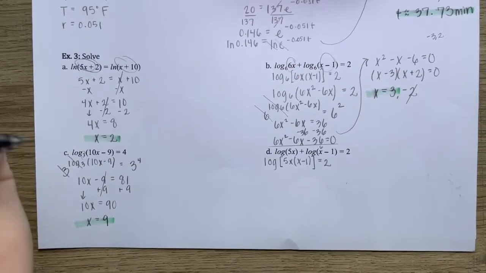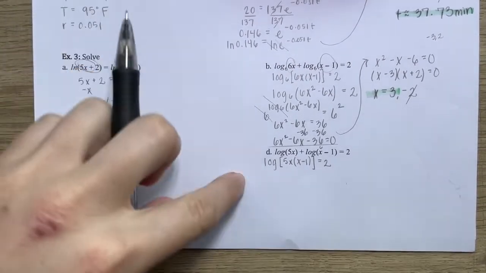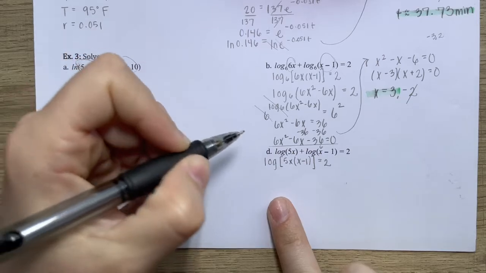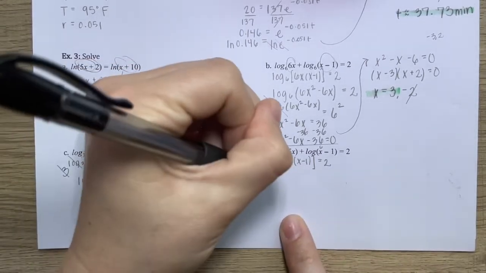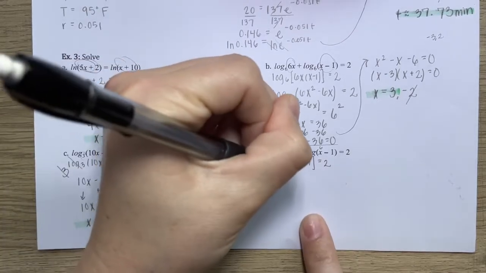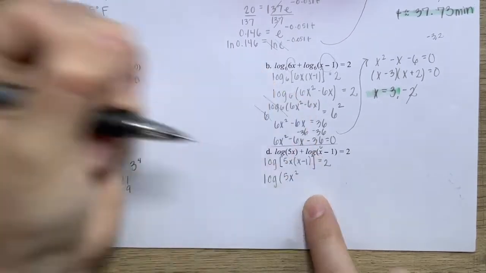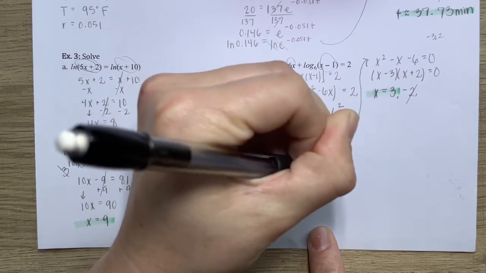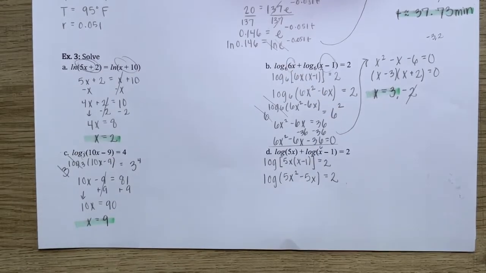equals 2. And the reason we have to condense it like for B and for D is because we can't really exponentiate each side when there's multiple logs, when there's multiple terms there, because it doesn't cancel out in the same way. So we have to condense it if we're able to. And then now I can simplify the inside here. So log of 5x times x is 5x squared. 5x times -1 is -5x, and then equals 2.